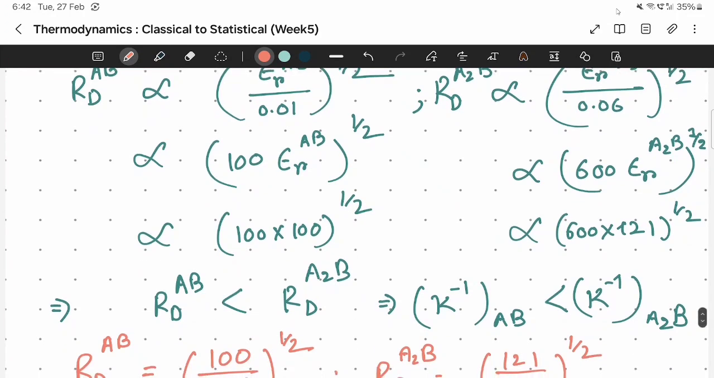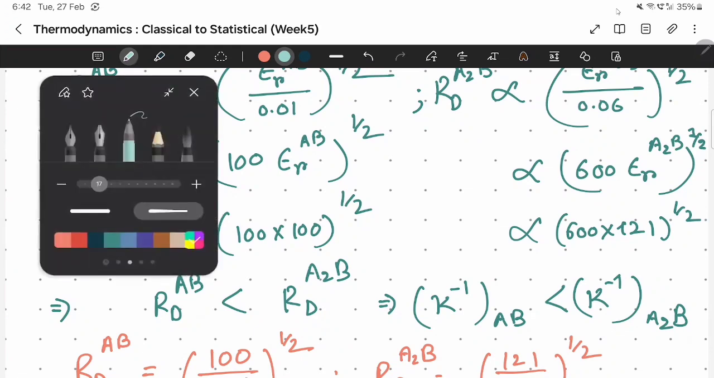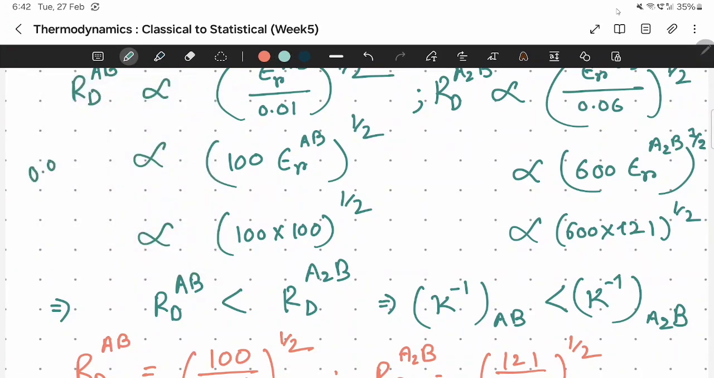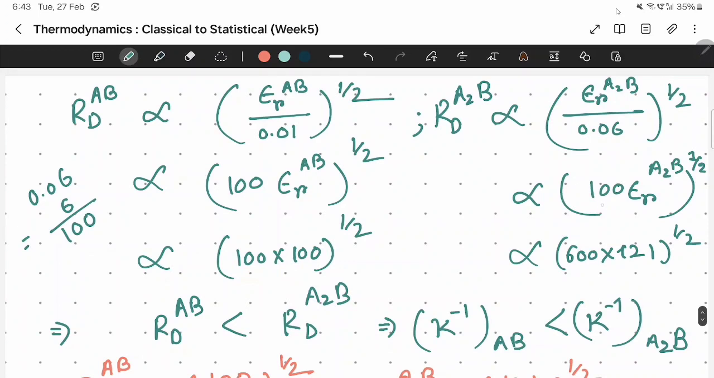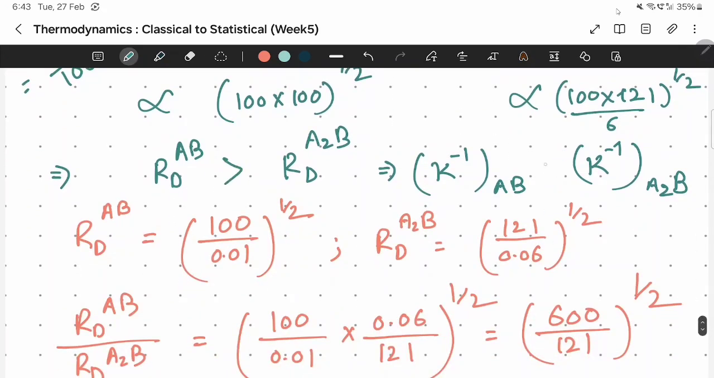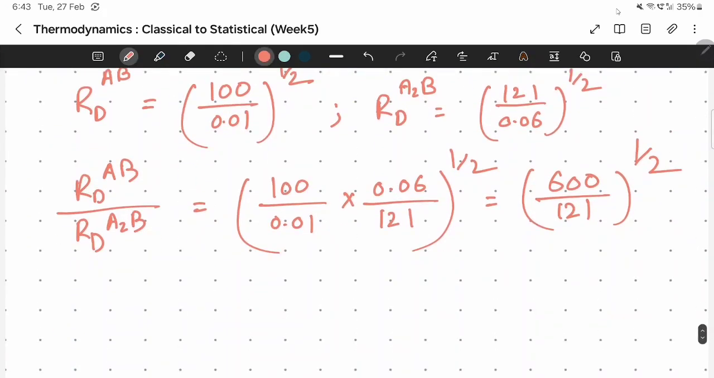Okay, there I have made a mistake, right? Yes. 0.06 means 6 by 100, not 600. So it is eventually this. Okay, so then it is correct. But let me do it this way. So it is this. 121, if you take the root, it is eventually 2.2.